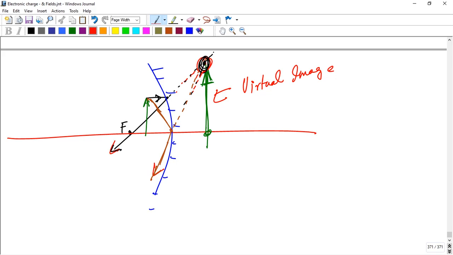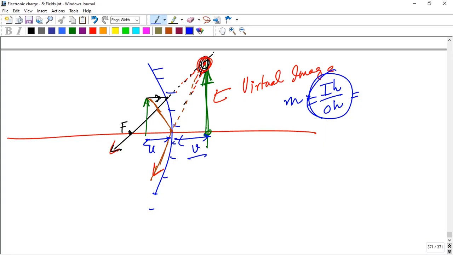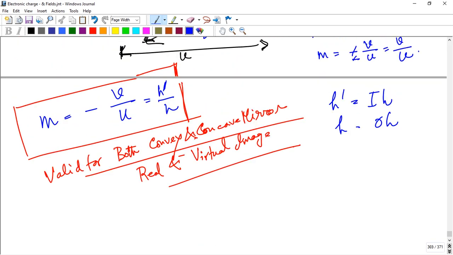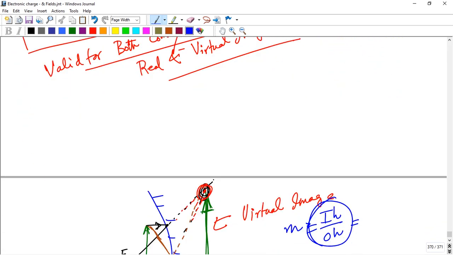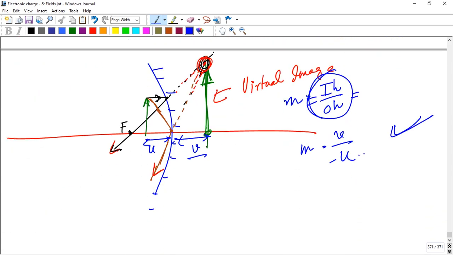And you see that for magnification, the image height and object height are both the same sign, so both plus. The object distance is u, and the image distance is v. So we get another magnification formula, v by u. Here v is plus and u is minus. This is a magnification, and this is a virtual image.